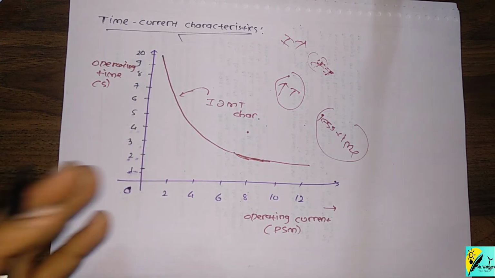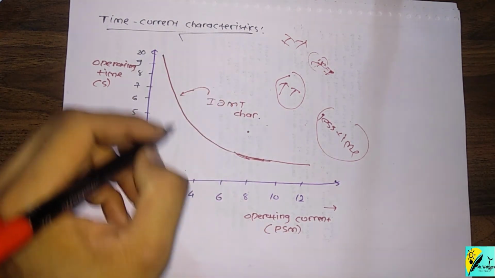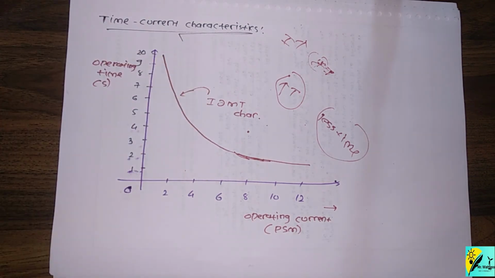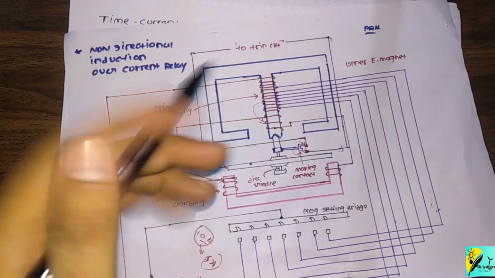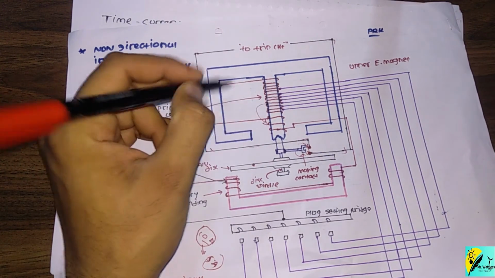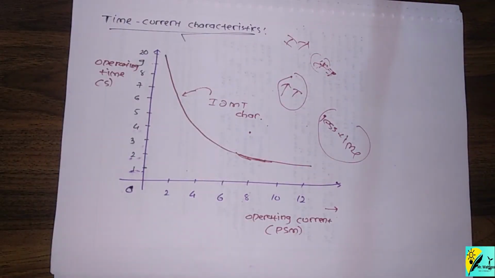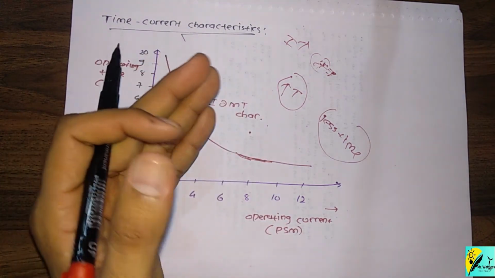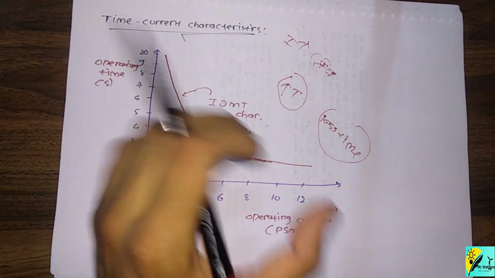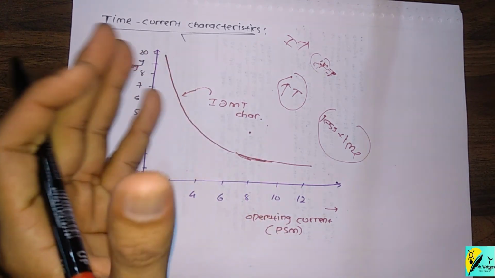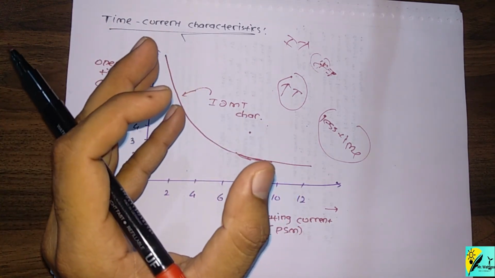So such IDMT characteristics can be obtained by saturating the iron in the upper magnet. This particular iron will be saturated, and then your relay will operate, so that there cannot be an increase in the flux once the current achieves a certain high value. I repeat, there cannot be an increase in the flux once the current achieves certain high values.